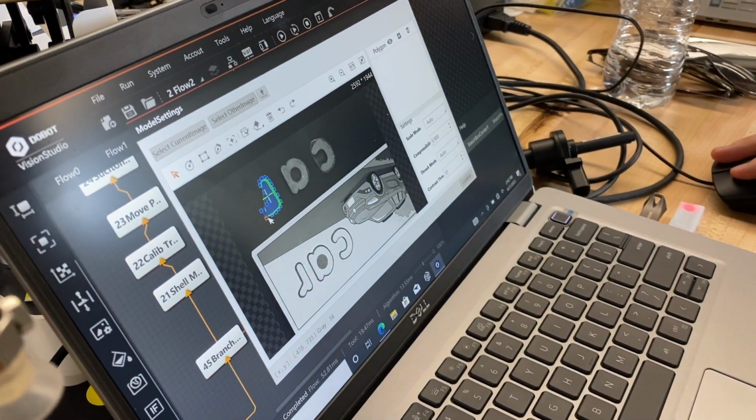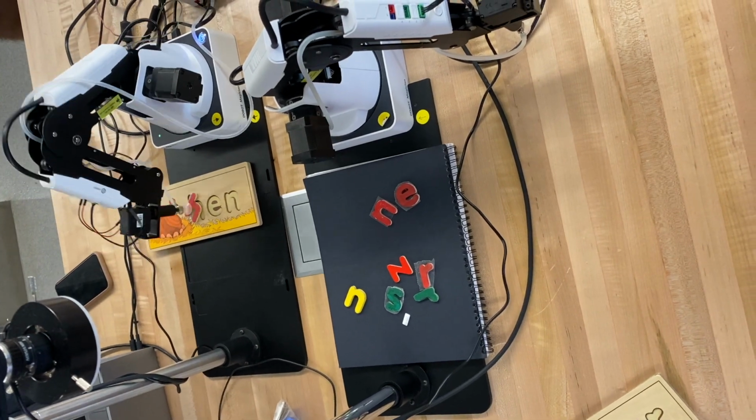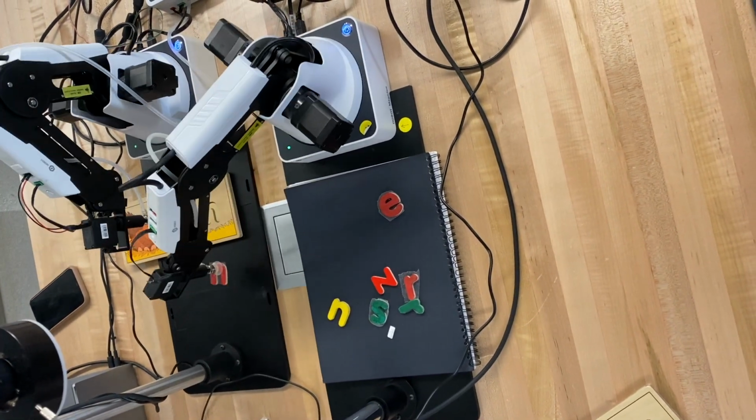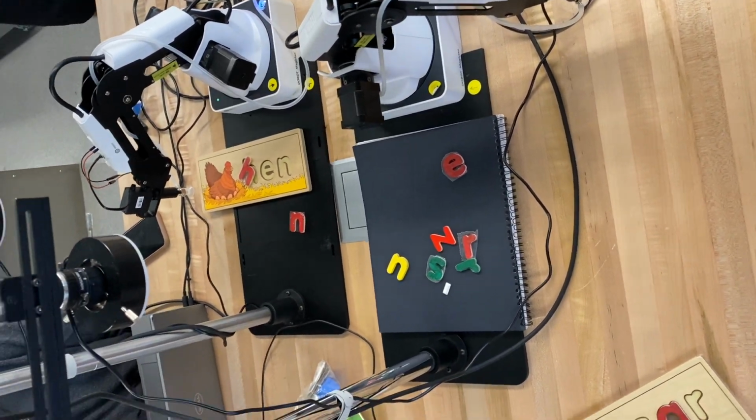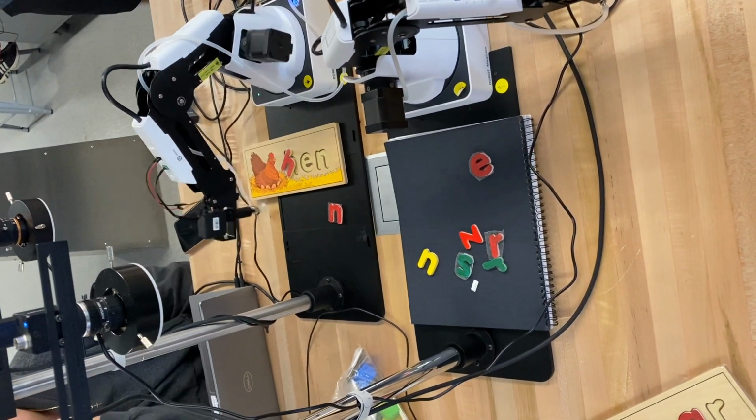This allowed the Dobot to assign positions to the colors of interest. With this extraction complete, the robot was able to calculate where the letters were and pick them up to send to the other team.